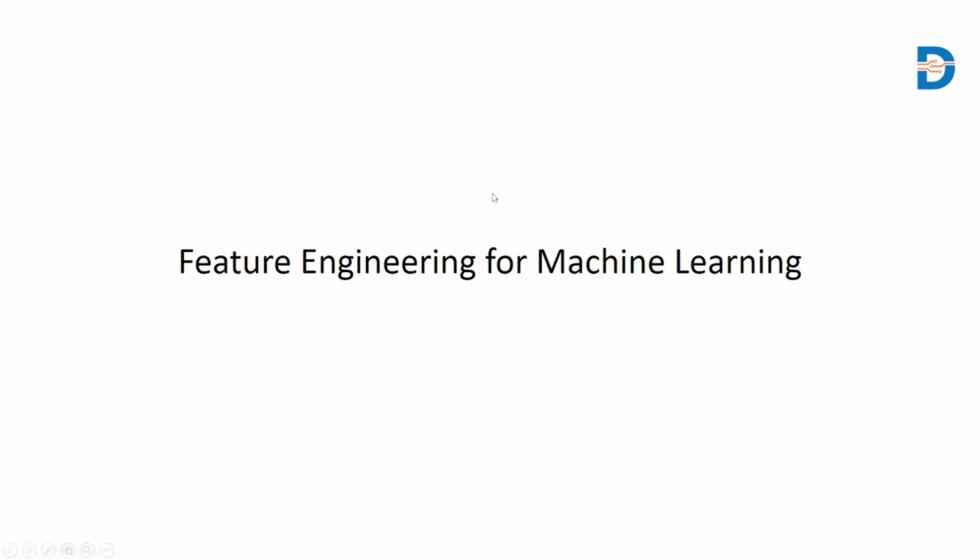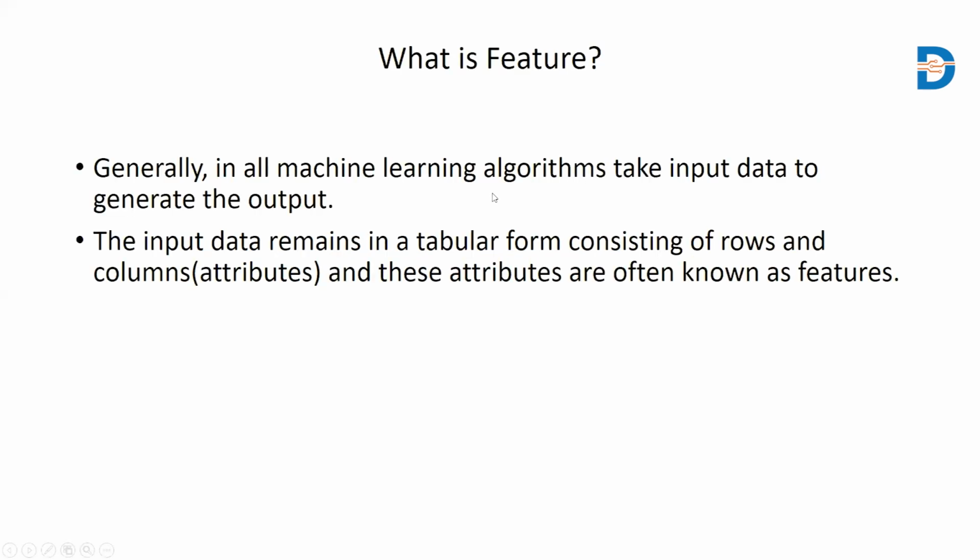First thing, what is a feature? Generally, all machine learning algorithms take input data to generate the output. The input data remains in a tabular form consisting of rows and columns. The other name for the columns is attributes, and these attributes are often known as features. So we know the table data, right? What does the table consist of? Rows and columns.